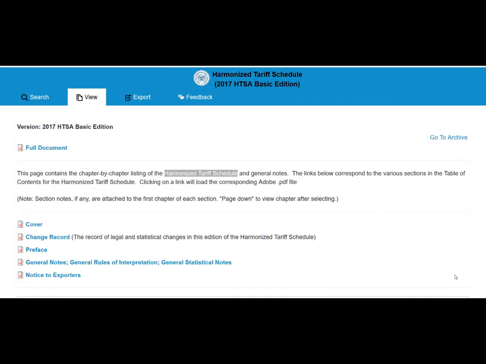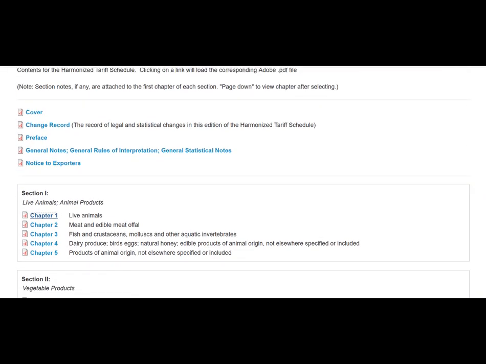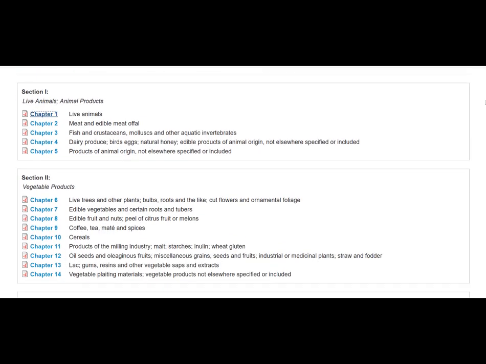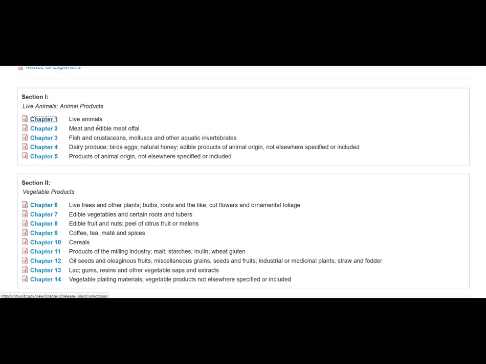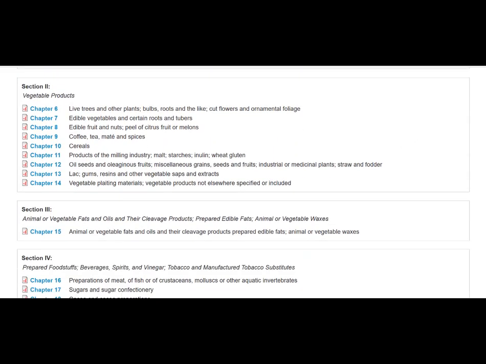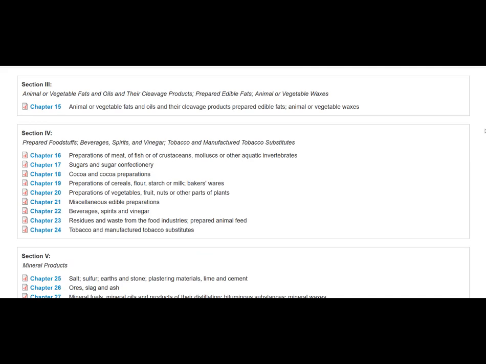Now we are at the US International Trade Commission website, looking at real data about the harmonized tariff schedule for 2017. Here, if you engage in international trade, you have all the descriptions for different types of products. For example, Section 1, live animals and animal products. Section 2, vegetable products. It distinguishes different types of products and families of products.